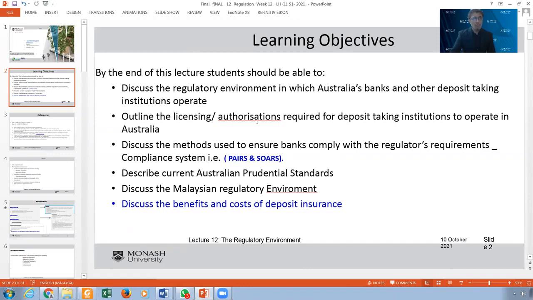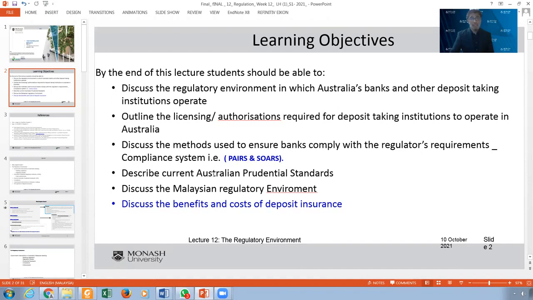Now, we will outline the licensing. We will discuss the methods used to ensure banks comply with the regulator's requirements, what we call the compliance system. In Australia, they have a system called BEAR and SOAR. One is the identification system, and the other one is the response system, and I will explain it later on. Then we will move to the standards, which are called APS. APS stands for Australian Prudential Standards.